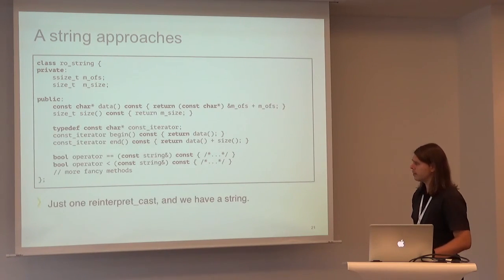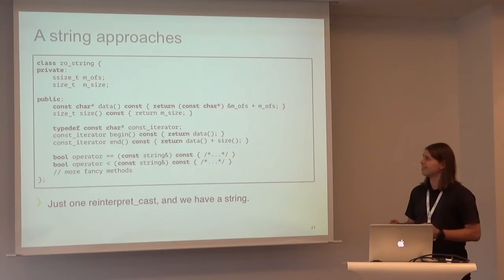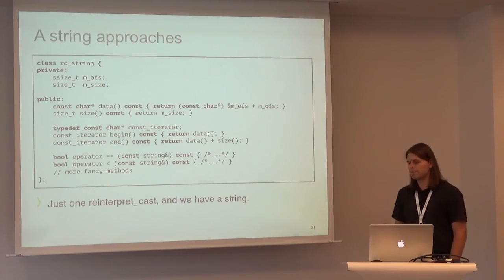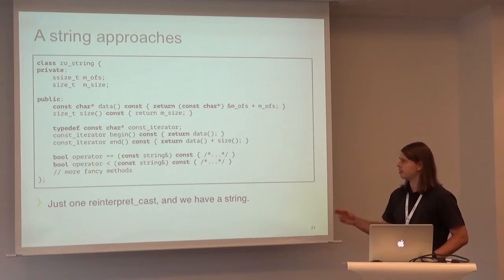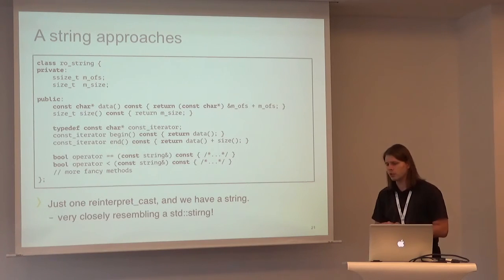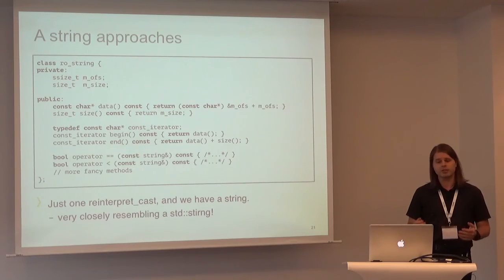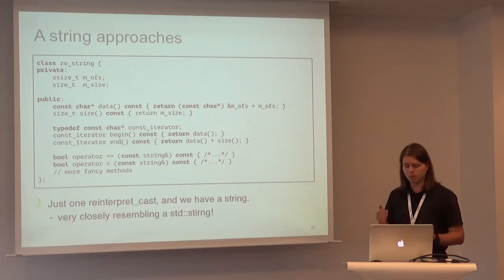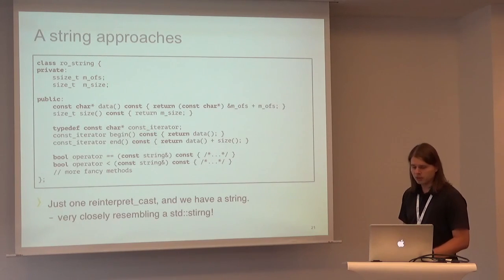To make things even better, we don't need to construct this kind of string. We just pick a specific location in our memory mapped file, reinterpret cast it to this class, and we have a string. And this string very closely resembles our familiar standard string we're all used to and we're all familiar with and we all love.